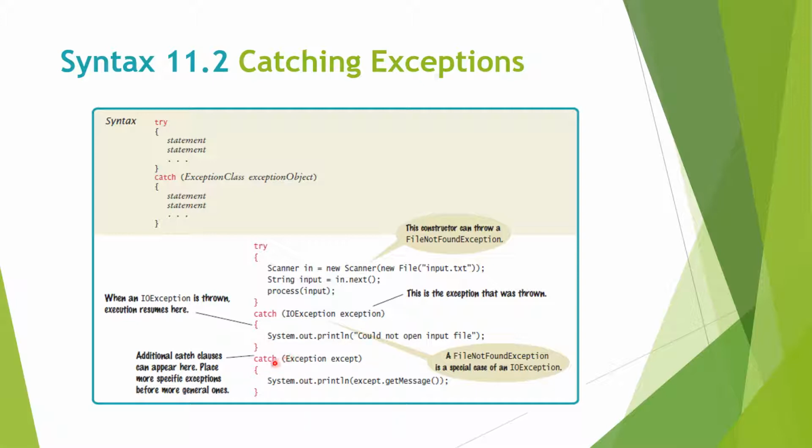Otherwise, if you place the more general one before the more specific one, then it is logically invalid, because any IO exception will be caught by the first catch block, which is of type exception. So it's important to note that the more specific one, in this case IO exception, must come before the more general one, exception.